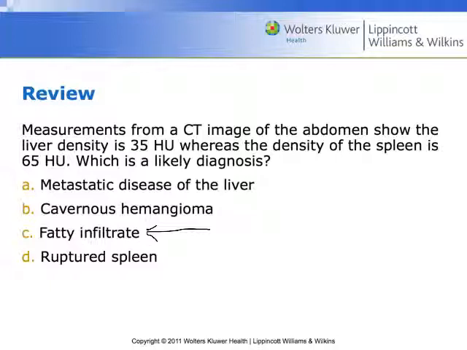And looking at page 302 in our book, kind of middle of the page, it says, many operators include a region of interest measurement of the liver and of the spleen. A spleen measurement that is more than 10 Hounsfield units higher than that of the liver indicates fatty infiltrate of the liver.